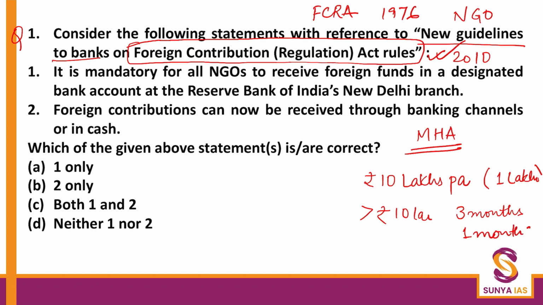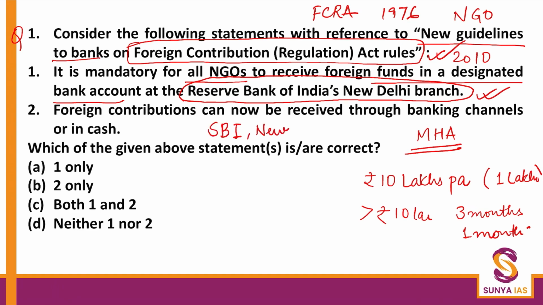Let's see the question statements. It is mandatory for all NGOs to receive foreign funds in a designated bank account at the Reserve Bank of India's New Delhi branch. First of all, remember, Reserve Bank of India does not take any money from citizens directly. Rather, it is mandatory for all NGOs to receive funds in the designated branch of SBI, State Bank of India, New Delhi. You remember this. Therefore, the statement is wrong.